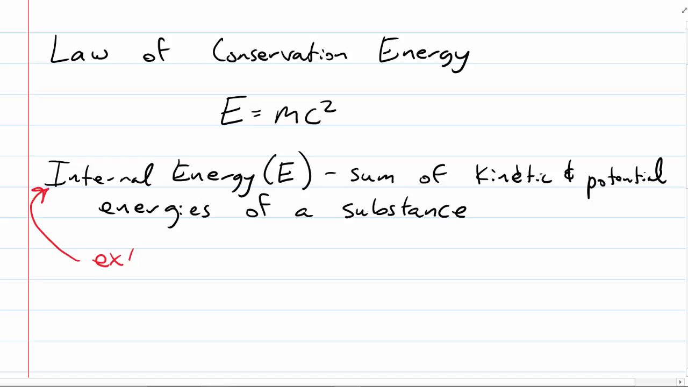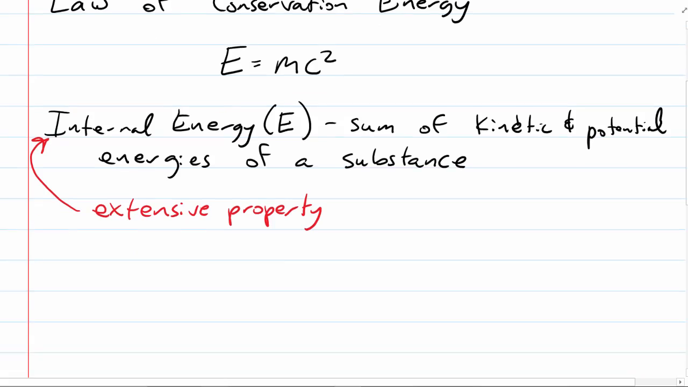We say that it is an extensive property, and we also say that it is a state function. So internal energy is an extensive property, and it is a state function. And here's what these things mean. If we say that something is an extensive property, that means that the amount matters. The amount of something we have matters.